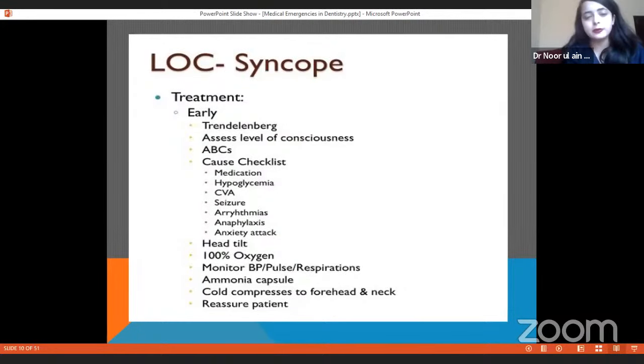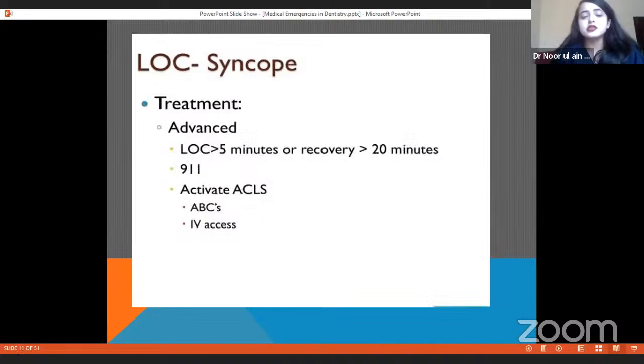We'll monitor the blood pressure, pulse, respirations, use an ammonia capsule, apply a cold compress to the forehead and neck, and we will reassure the patient accordingly. So in advanced stages, that is loss of consciousness greater than 5 minutes, or recovery that may prolong to more than 20 minutes, we'll call the ambulance and activate ACLS, that is ABC, and IV access will be given to the patient.